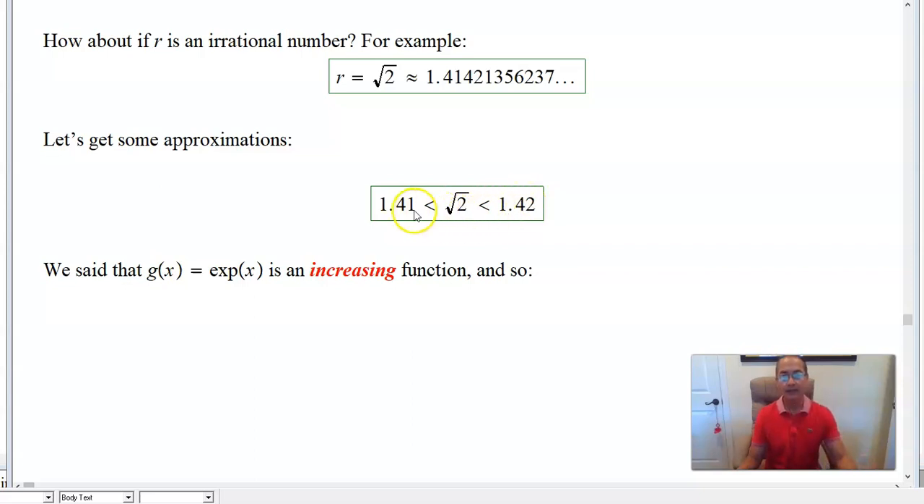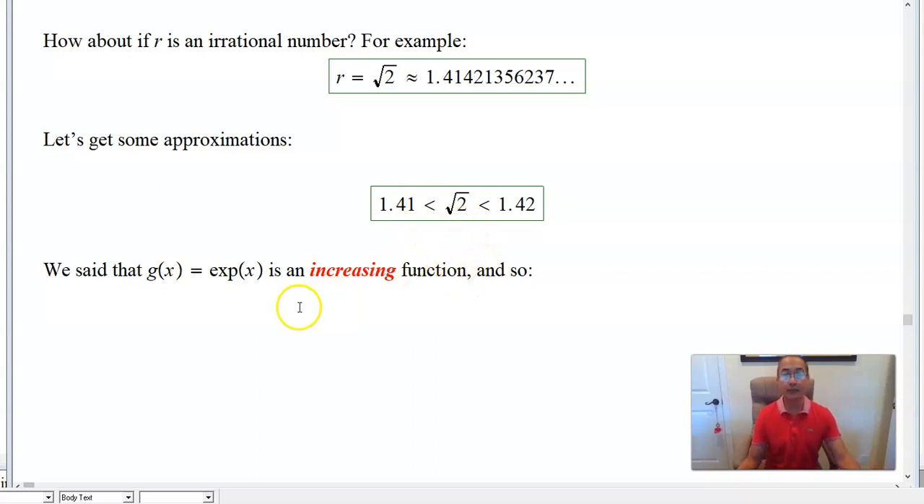When a decimal terminates, it doesn't go on forever. It ends with 0, 0, 0, 0, and so on. Now that's a rational number. You can think of that as 141 divided by 100. So where are we going with this?